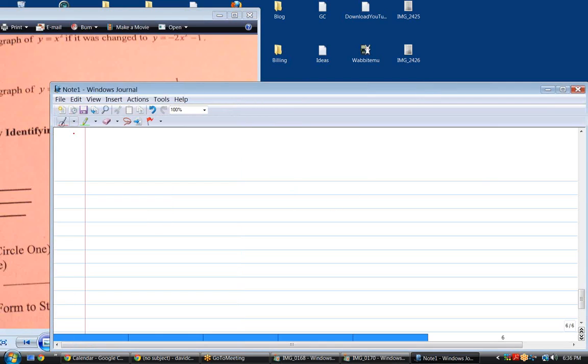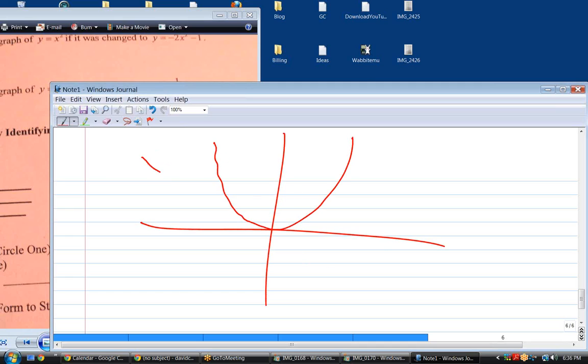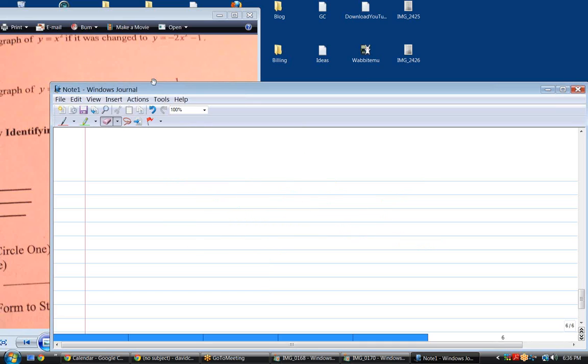Instead of having your parabola look like this, it flattens it out like that, when you have numbers that are between 0 and 1 as your vertical multipliers. Okay?